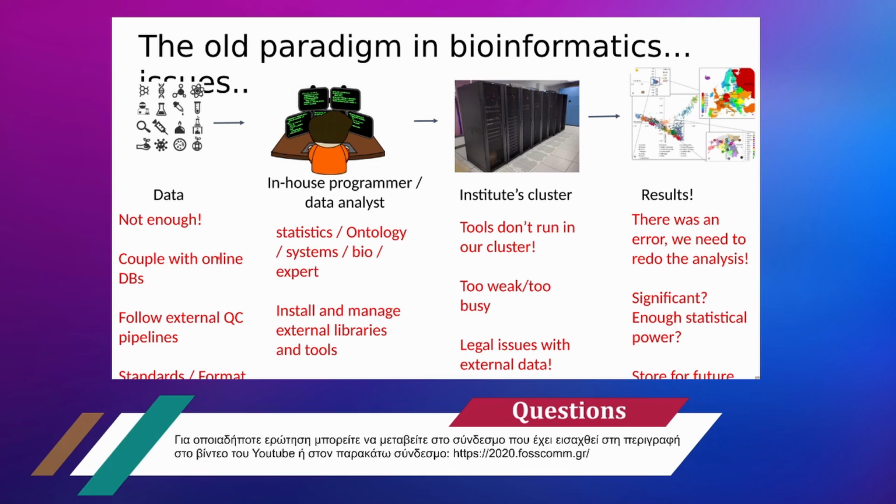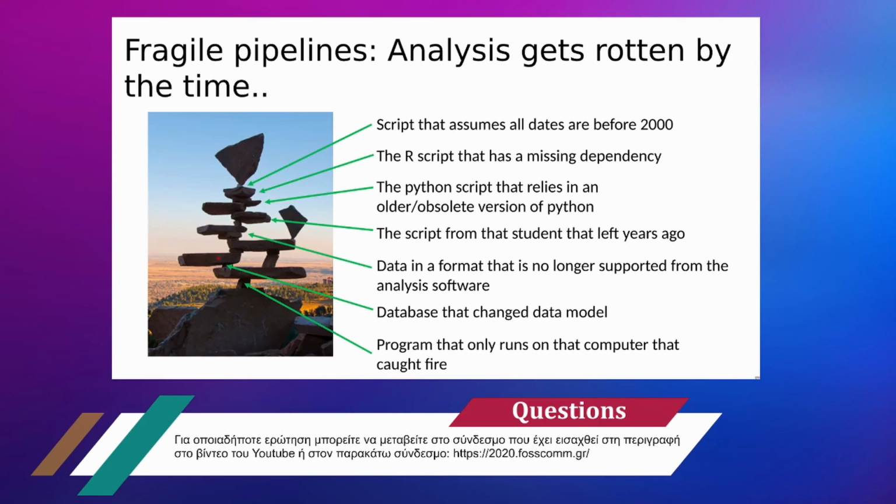So the old paradigm in bioinformatics is that you have data, you have an in-house programmer, an institute cluster, and you get the results. But of course, this is not how it works right now. Why? Because in my line of work, in research, we have pipelines, and this is how pipelines look. There is, for example, a script that assumes that all dates are before 2000. There is this ARC script that has missing dependencies. There is a program that only runs on that computer that caught fire. Yes, this has happened. So it's very fragile.